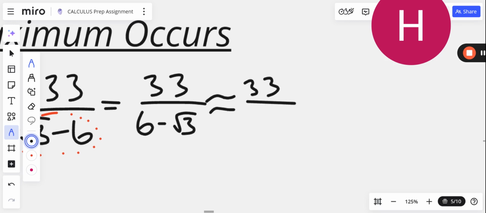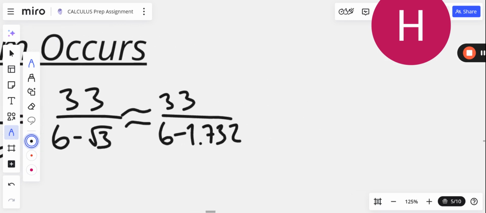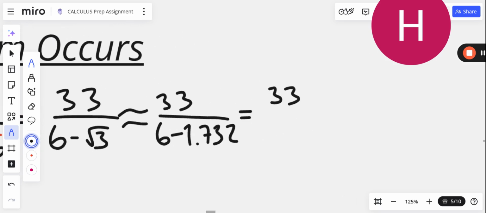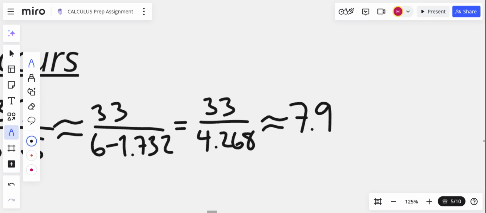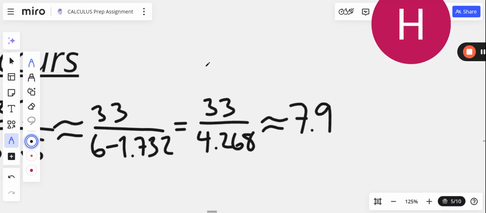This is going to be something like 33 over 6 minus, I believe it's something like 1.732. So this would be along the lines of 33 over 4.268. And this would be very close to 8, but not quite 8. Let's say 7.9. Okay, and let's check what that actually is with the calculator. We might as well. Okay, I was quite a bit off. This is about 7.73. 7.732.